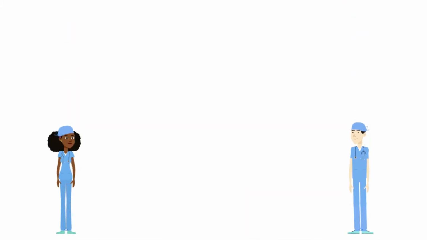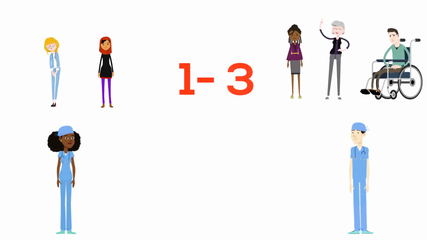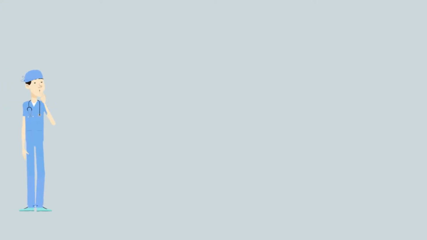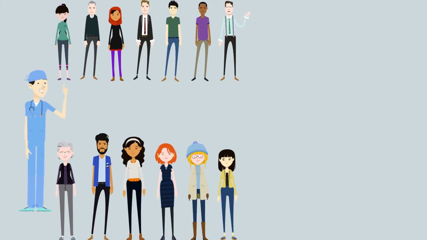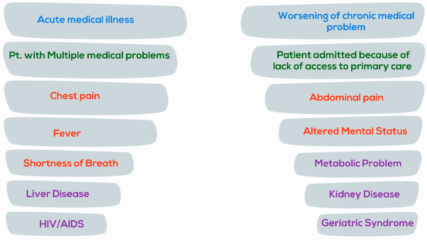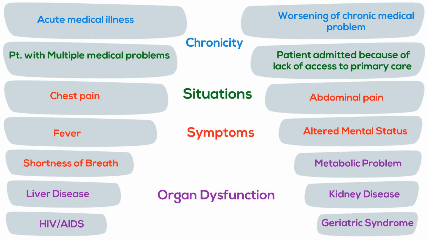Each student should be assigned up to 1 to 3 patients with different problems. Student must see a patient with each of the following 14 conditions and perform workups over 7 weeks. These 14 conditions ensure students see patients with different chronicity, symptom, organ dysfunction, and situations.